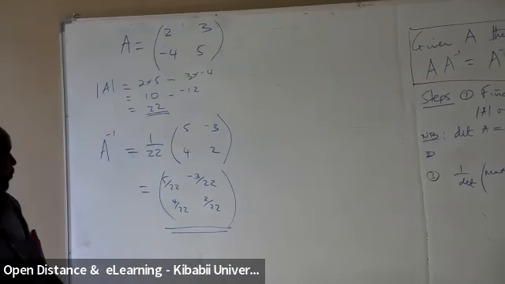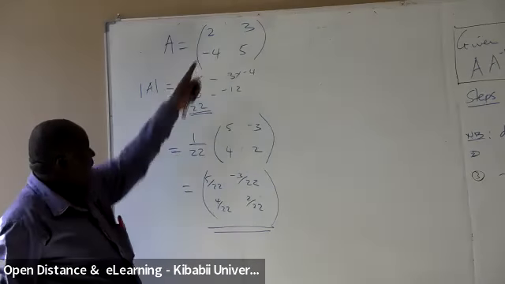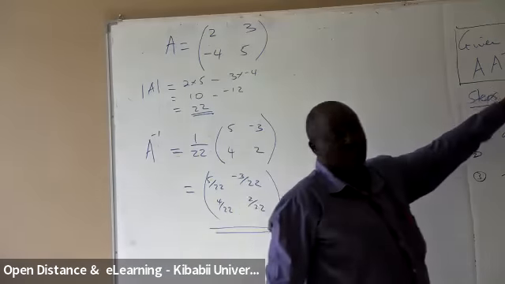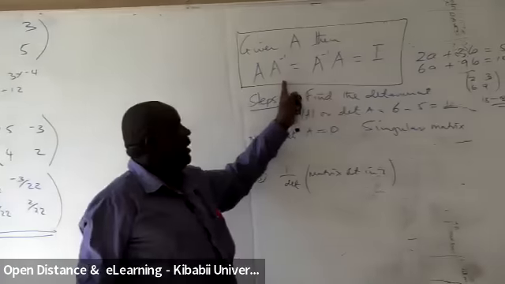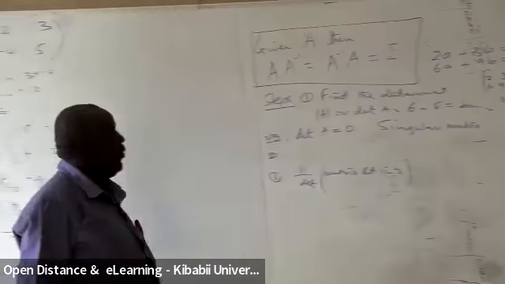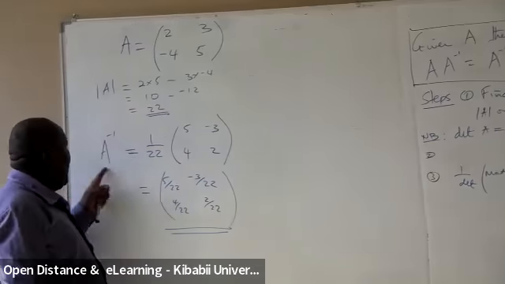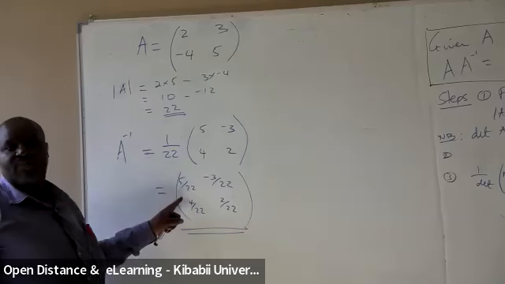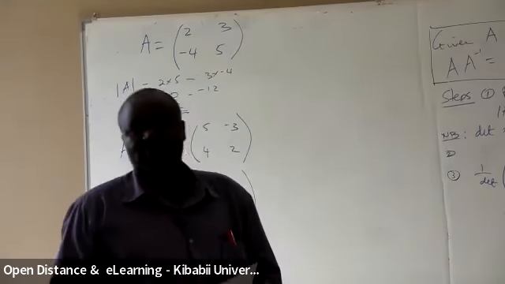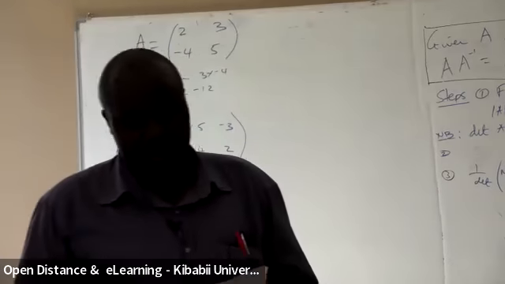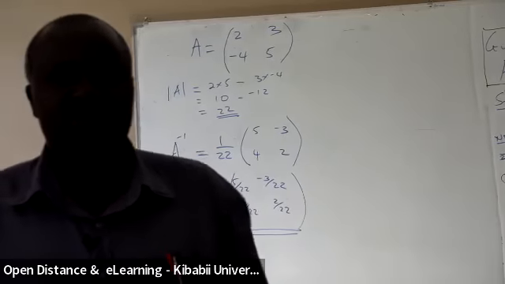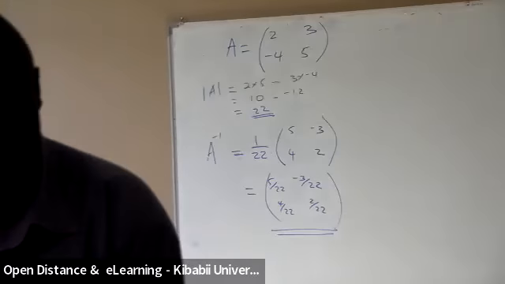We can easily prove that this is A inverse. A times A inverse will give us the identity. In general, A inverse times A will be equal to the identity. Once that is proved, then A inverse is defined as given. We will have other examples to refer to. But of importance now, let us see how we can use this to solve linear equations.